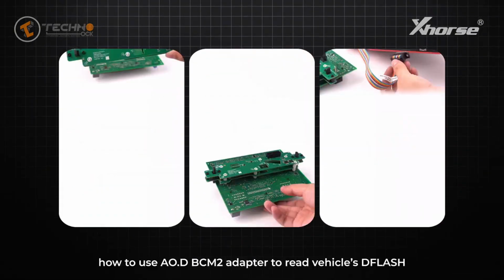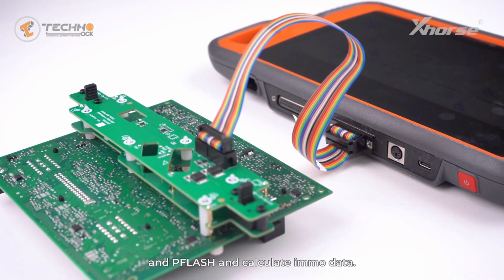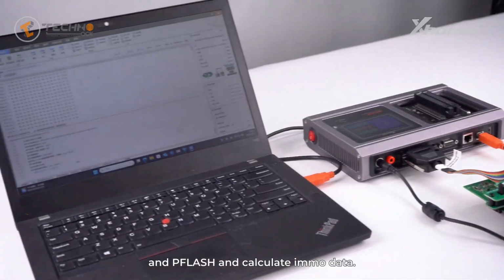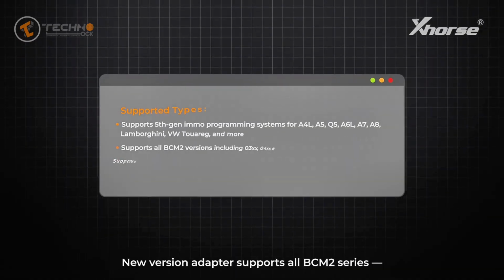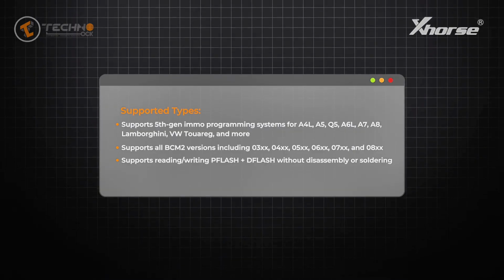Today we'll demonstrate how to use the AO.D BCM2 adapter to read the vehicle's D-flash and P-flash and calculate IMO data. The new version adapter supports all BCM2 series. Let's give it a try.